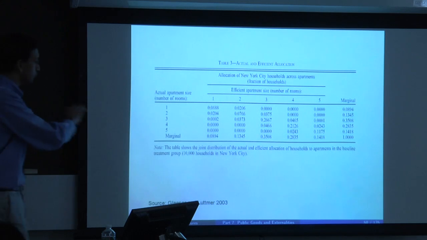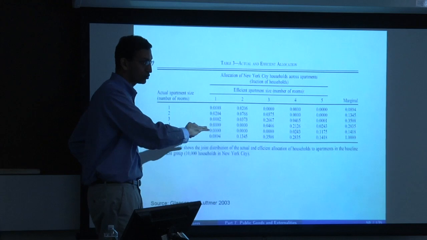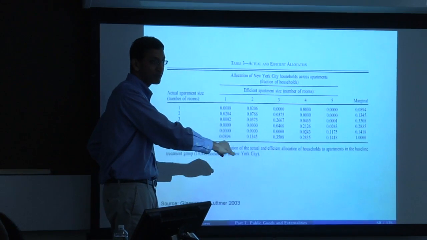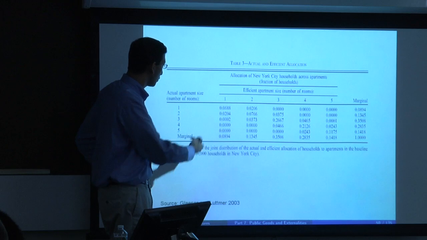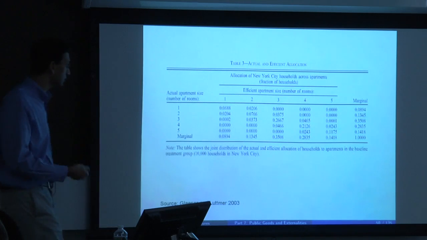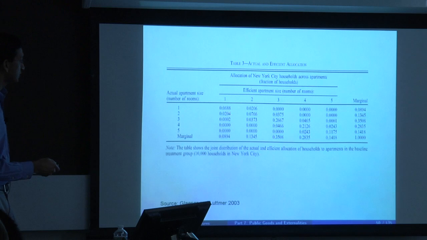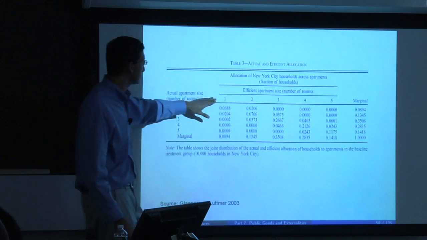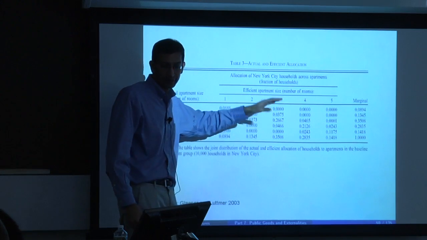So if the apartments were perfectly allocated and the model was correct, all the mass would be on the diagonal. But in fact, their point is a substantial amount of the mass is not on the diagonal. So you do see more mass on the diagonal than off. The apartments here are coded by number of rooms, right?